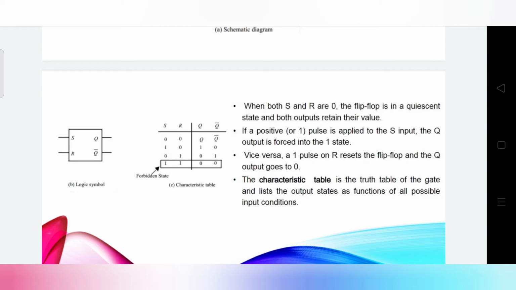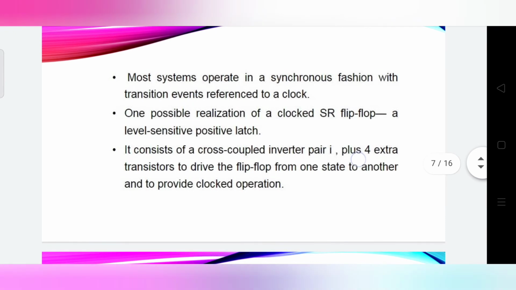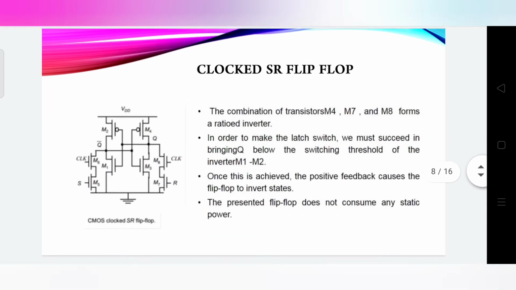The SR flip-flops discussed so far are asynchronous and do not require a clock signal. Most systems operate in a synchronous fashion with transition events referenced to a clock. One possible realization of a clocked SR flip-flop, a level-sensitive positive latch, is shown in the next figure. Next one is the clocked SR flip-flop.